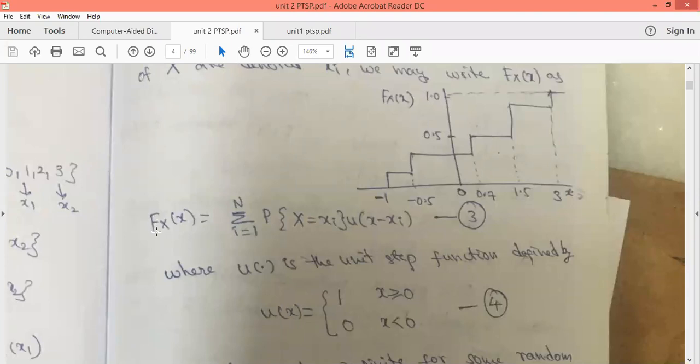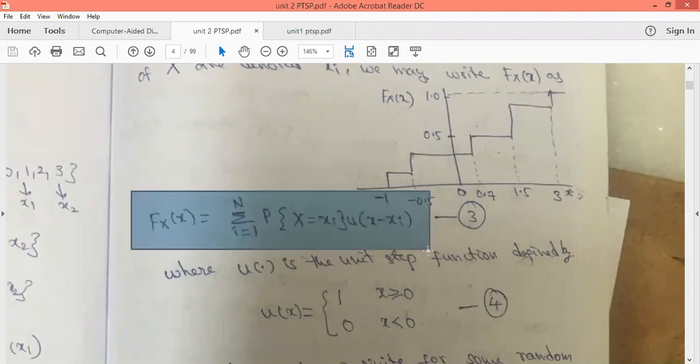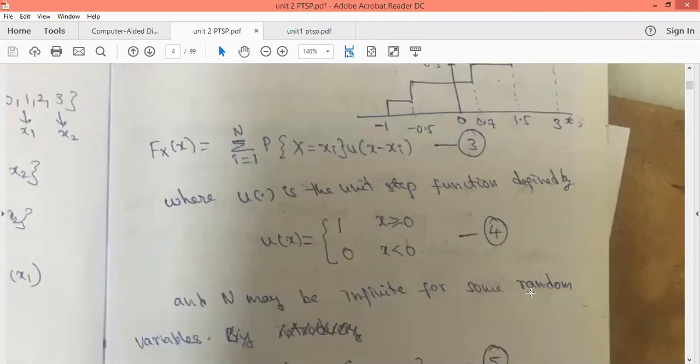How do we denote this? It is denoted as Fx of x equal to summation i equal to 1 to n of P of x equal to xi times u of x minus xi. This is the formula we use to denote the distribution function for a discrete random variable. Now in this case, what is u of x? u of x is nothing but the unit step function. What is the unit step function? u of x is equal to 1 when x is greater than or equal to 0, and it is 0 for x less than 0.